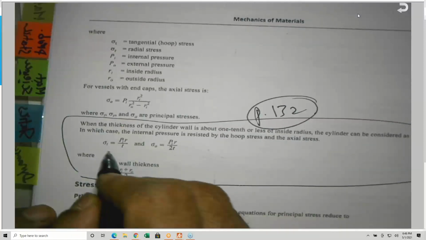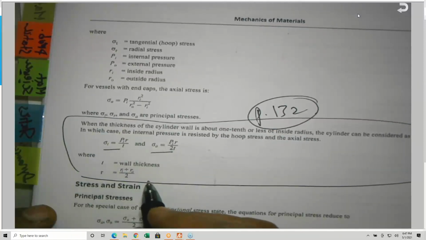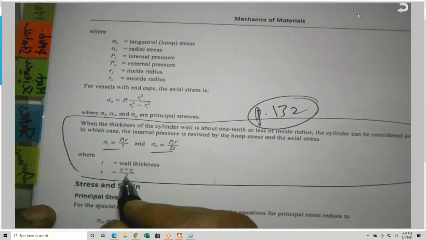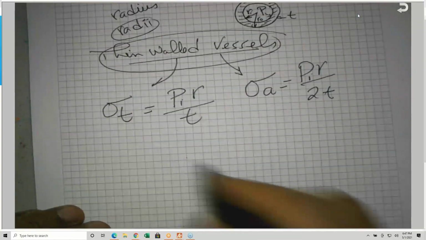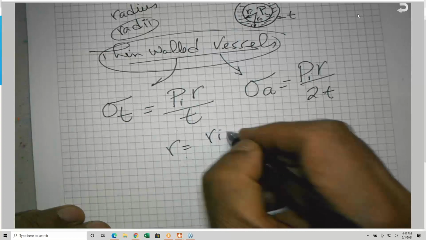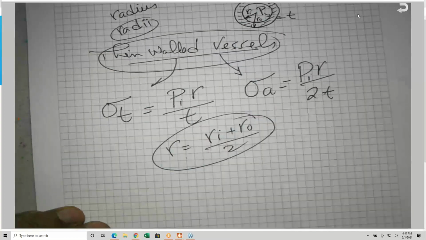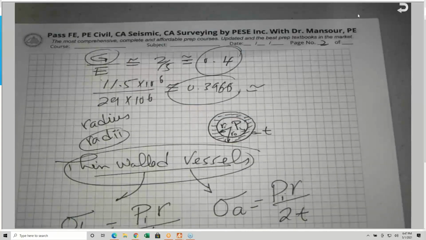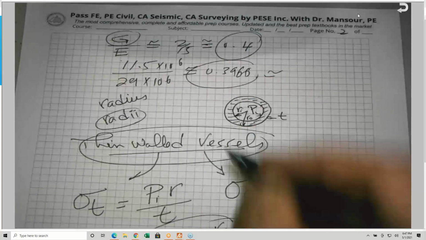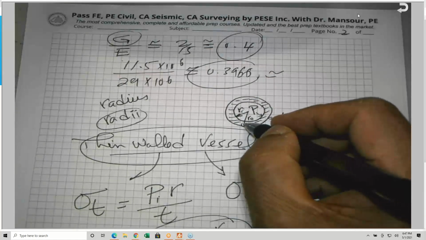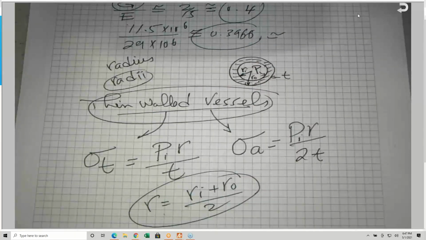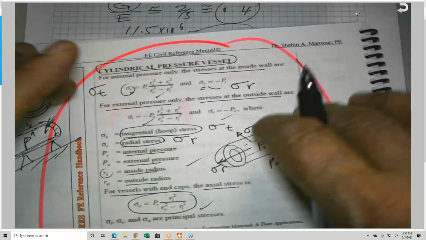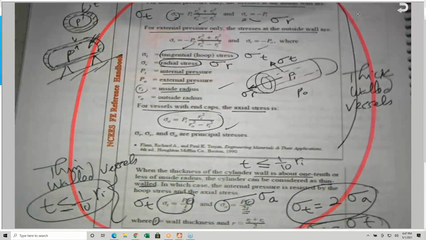This is sigma T, and T is thickness. This R is defined as the average of Ri plus Ro divided by 2. Is this correct? Yeah, 2. They are using the average radius, because we have an inside radius and an outside radius. They decided to go with R, which is the average radius. This is what's given in the NCEES. I took this and spelled it out in English, as you can see here.